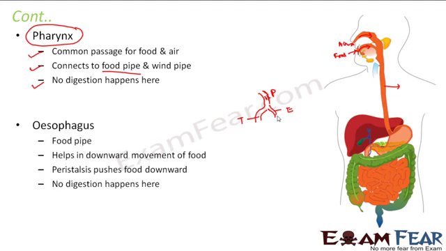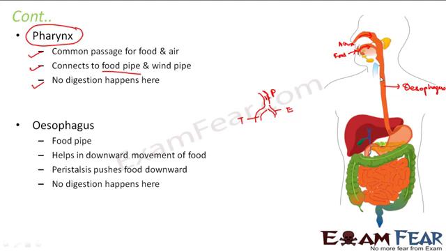So let us now talk about the food pipe, because right now we are concerned with the food. After the pharynx, the food will enter the food pipe, which is also known as the esophagus. Esophagus is spelled in two different ways. You can spell it with O-E-S-O or you can spell it as E-S-O. It is pronounced as esophagus. This esophagus helps in the downward movement of food. So what does this pipe do? It actually helps the food to move downwards. Now how does it help the food to move downwards?